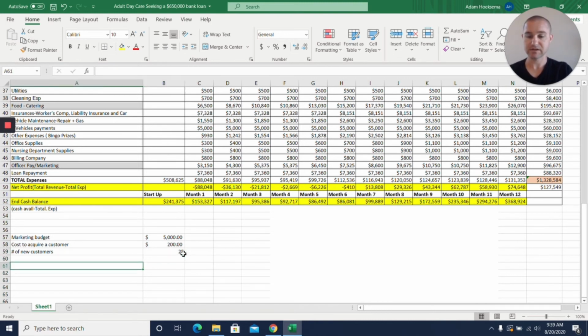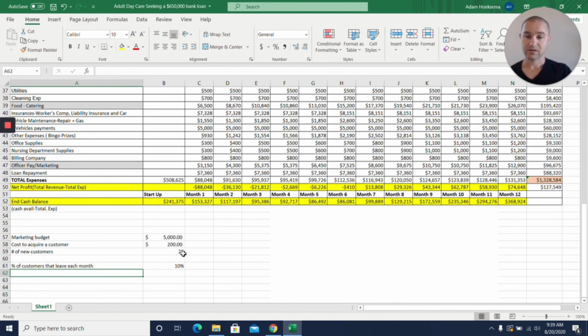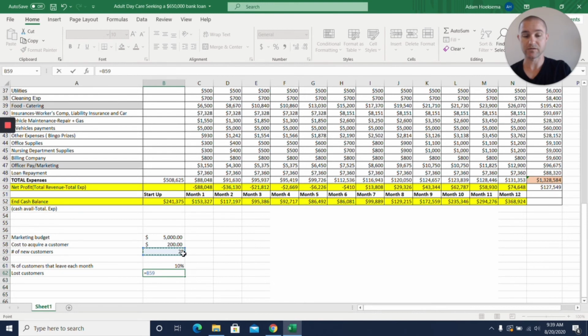Then the other thing you want to do is think about the percent of customers that leave or stop coming to the daycare. Again, this could be something you might be able to Google, but let's just say you're going to lose 10% of your customers every month. So in this example, your lost customers would be 10% of the 25 new customers, since it's our first month, so you're going to lose 2.5.